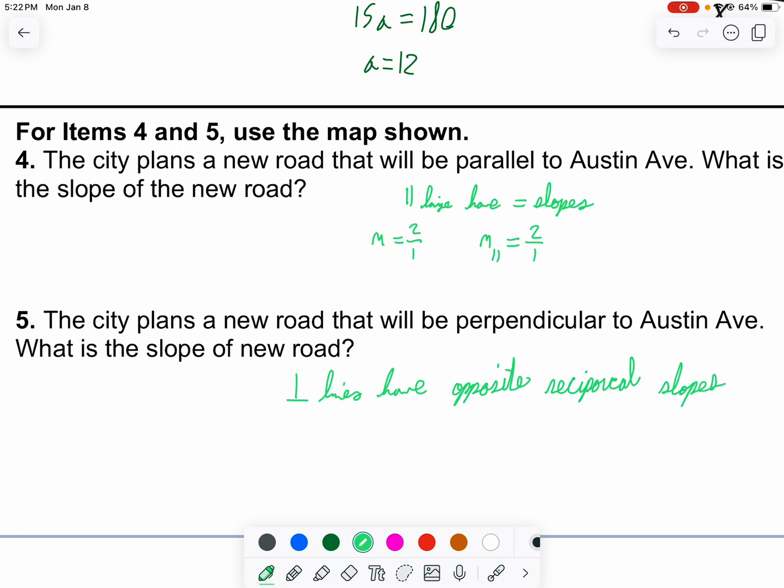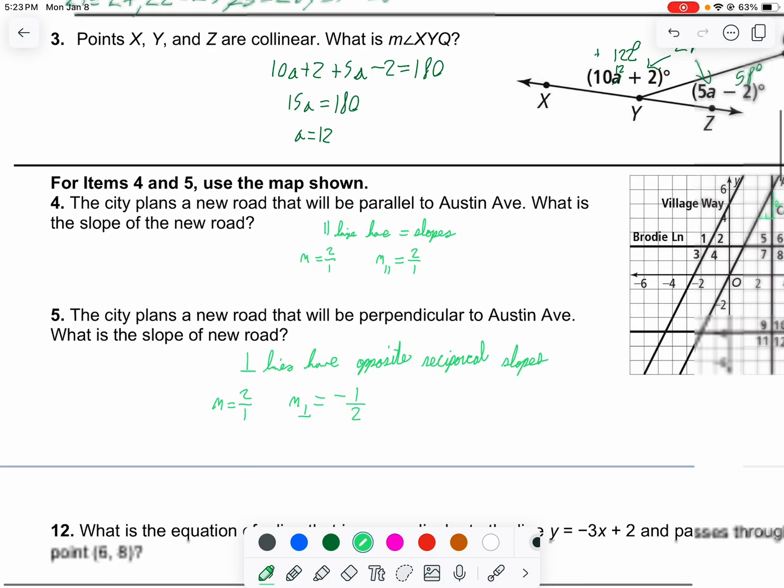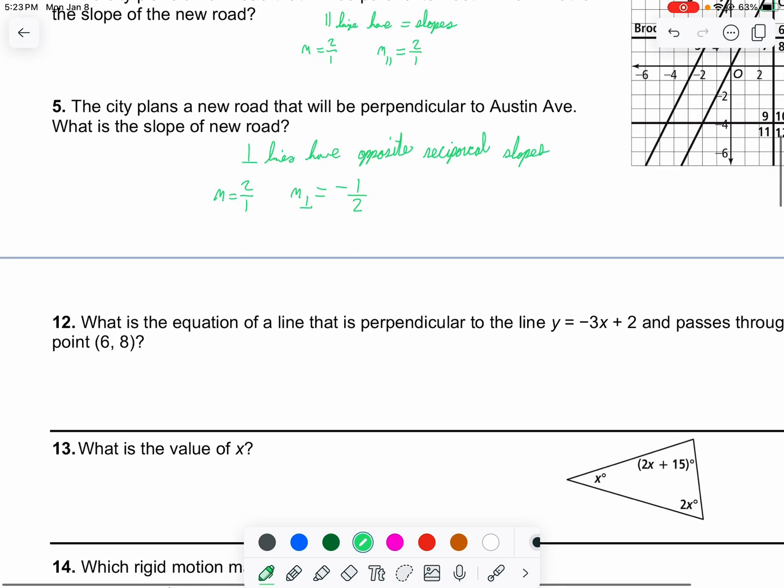Opposite reciprocal slopes are slopes that are positive versus negative, and reciprocal means that they are flipped. So if the slope of my original line is equal to 2 over 1, then the slope of my perpendicular line is going to be negative, that's the opposite part, and then flip the fraction, 1 over 2, negative 1/2. So the slope of my perpendicular line will be negative 1/2.